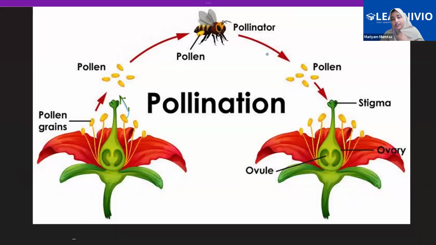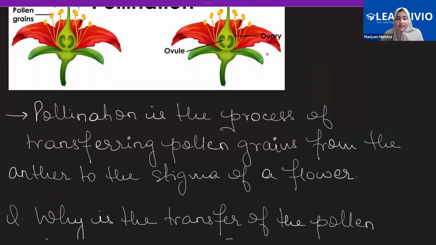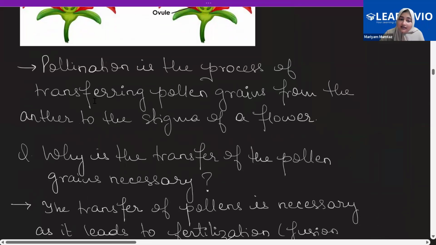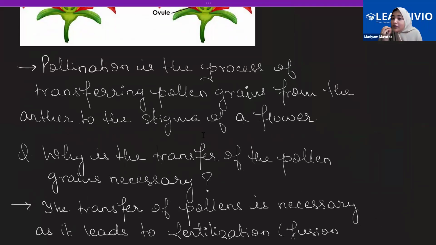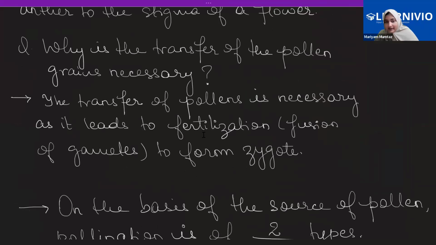And what do we see in pollination? We see how the gametes are being transferred. So when we talk about pollination, it is the process of transferring the pollen grains from the anther to the stigma of a flower. Now the question comes along, why does it happen? What is the need? What is the use? So the transfer of pollen grains is necessary because when the male gamete reaches the female gamete, then only the fusion will happen and then only the zygote will be formed. Is it clear, students? Yes, ma'am. All right.